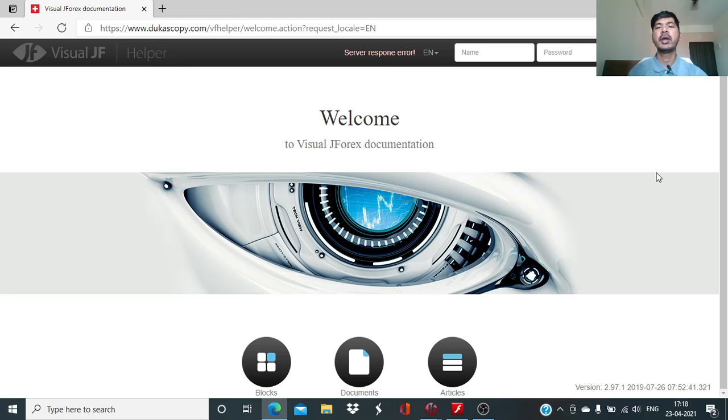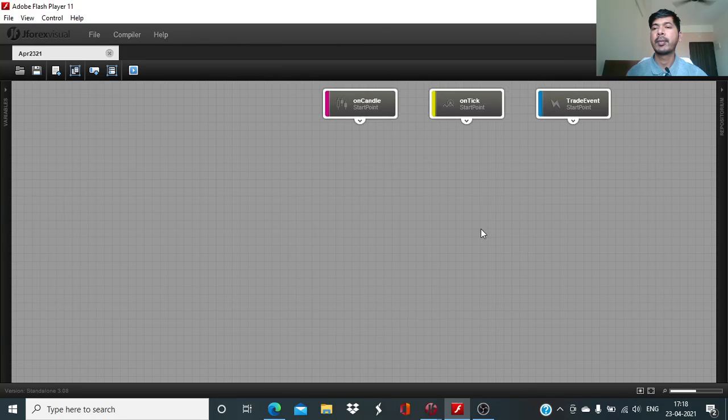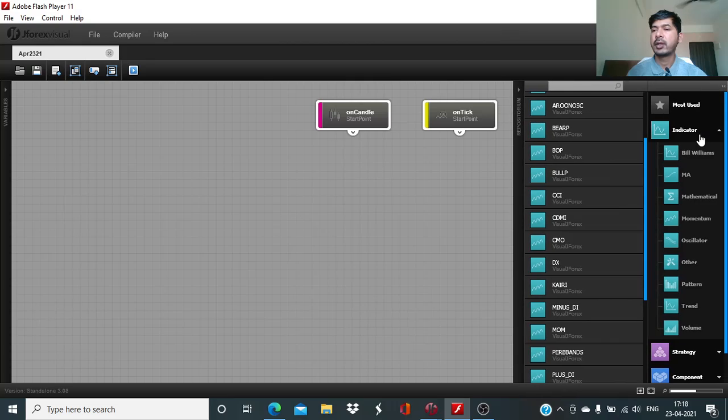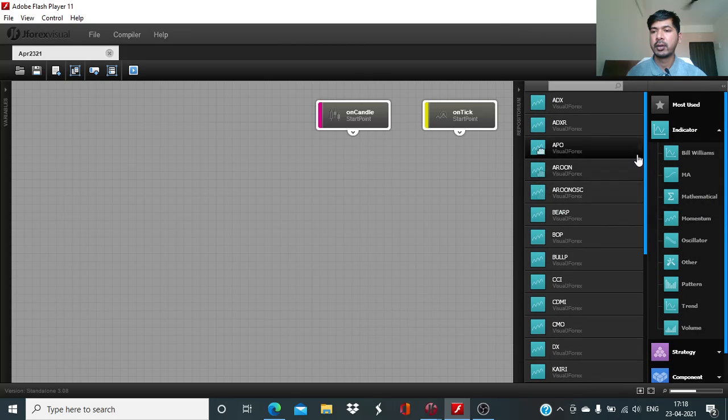Myself Vaibhav. In today's session of Visual JForex, we will be starting afresh to work with an indicator named DX, Directional Movement Index. We will see how we can utilize this indicator to design and develop the algorithm on the Visual JForex platform. So let us head there, which has been developed by the Dukascopy Bank SA. You will find this indicator listed amongst the momentum indicators.